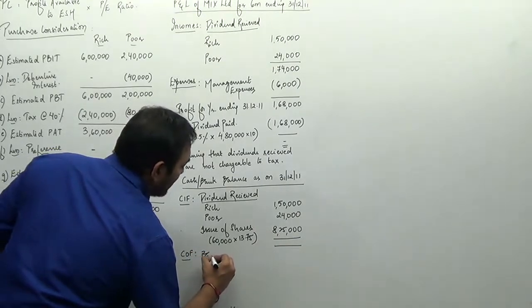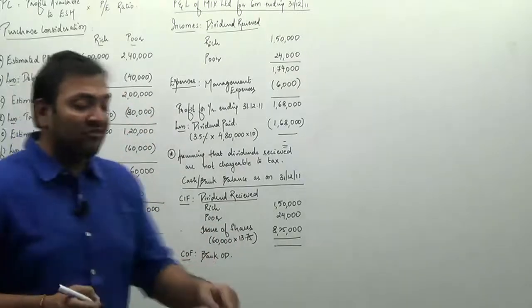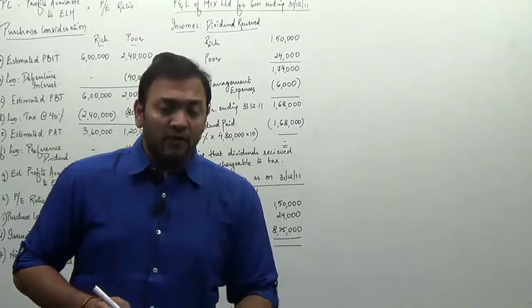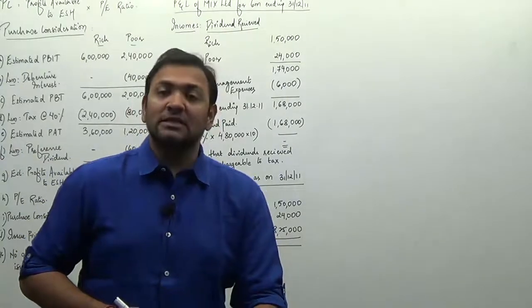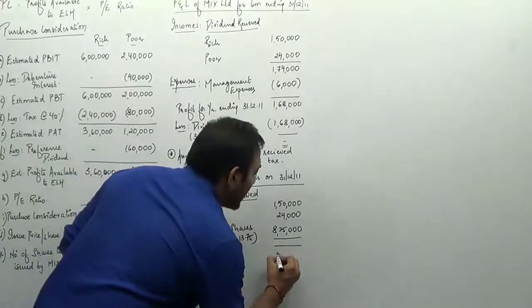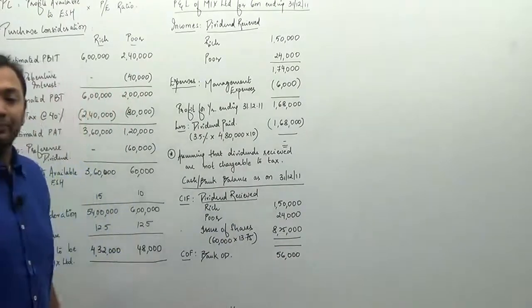bank overdraft repaid. Guys, don't take expenses separately because expenses have been funded out of bank OD. So how much is funded out of bank OD? 50,000 for preliminary expenses and 6,000 for management expenses. Bank OD is 56,000. Directly, let's say I paid off 56,000 to bank OD, bank OD got settled.